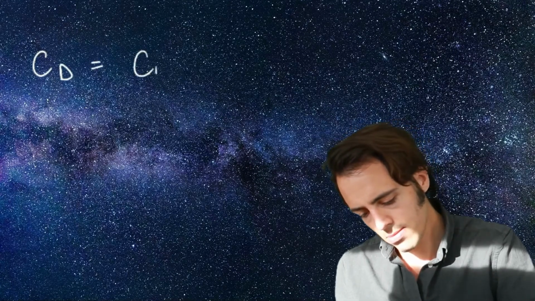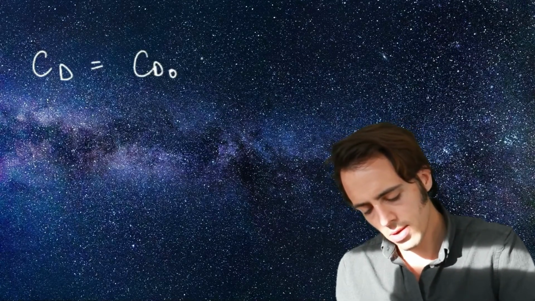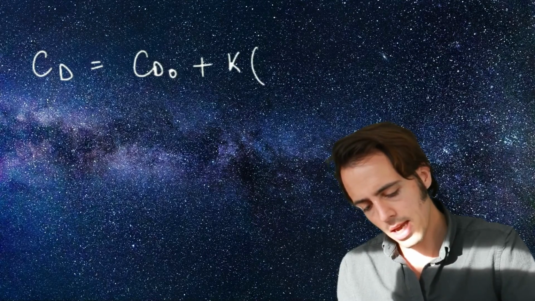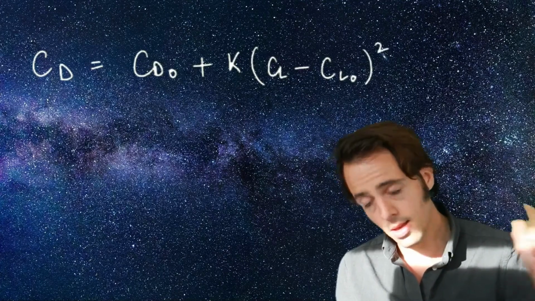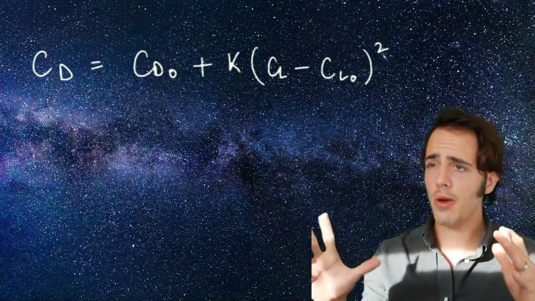The reason for that is because we actually have a very good model for the way that this gets fitted, and the model that we use is CD is equal to CD naught plus K CL minus CL naught squared. So you don't need to remember this, I'm just showing you this is our model.